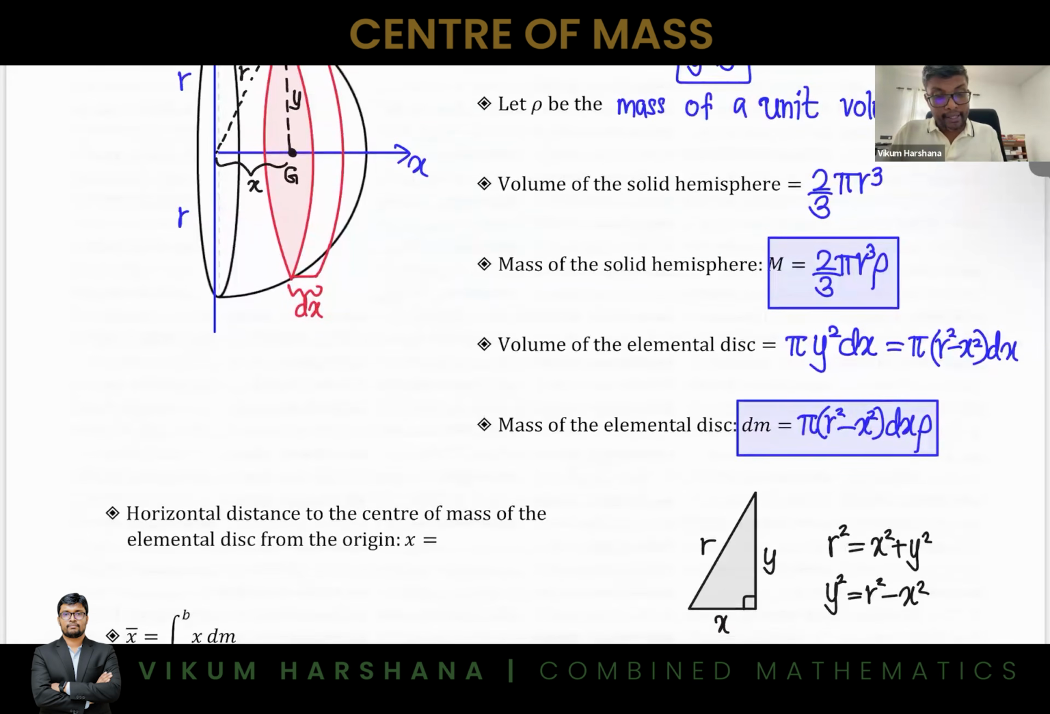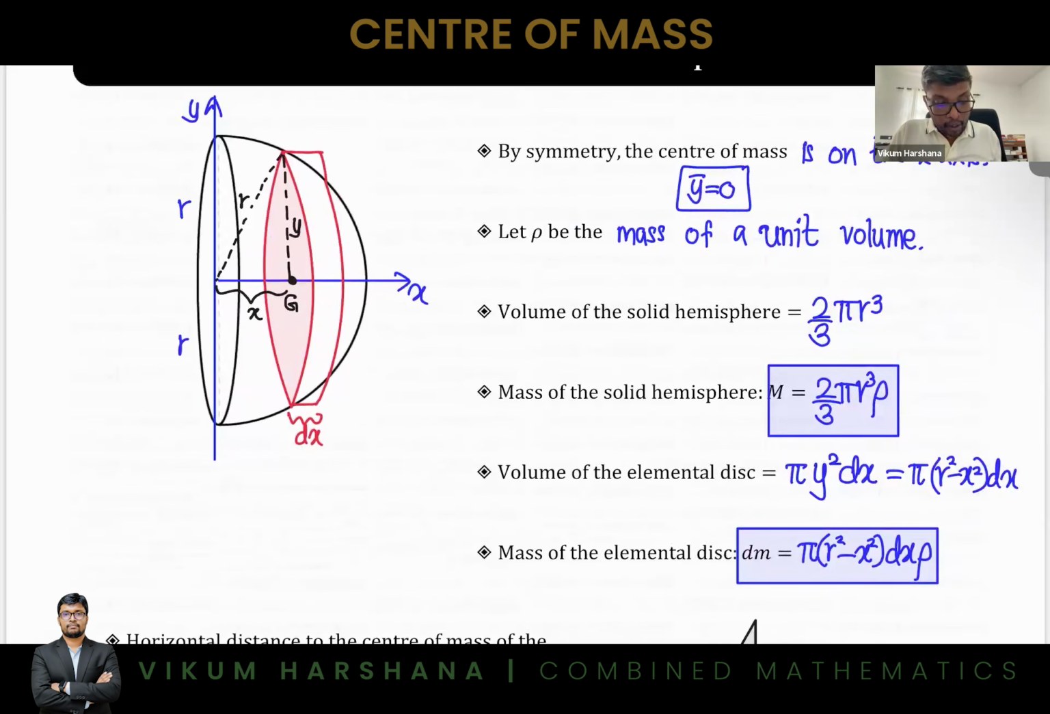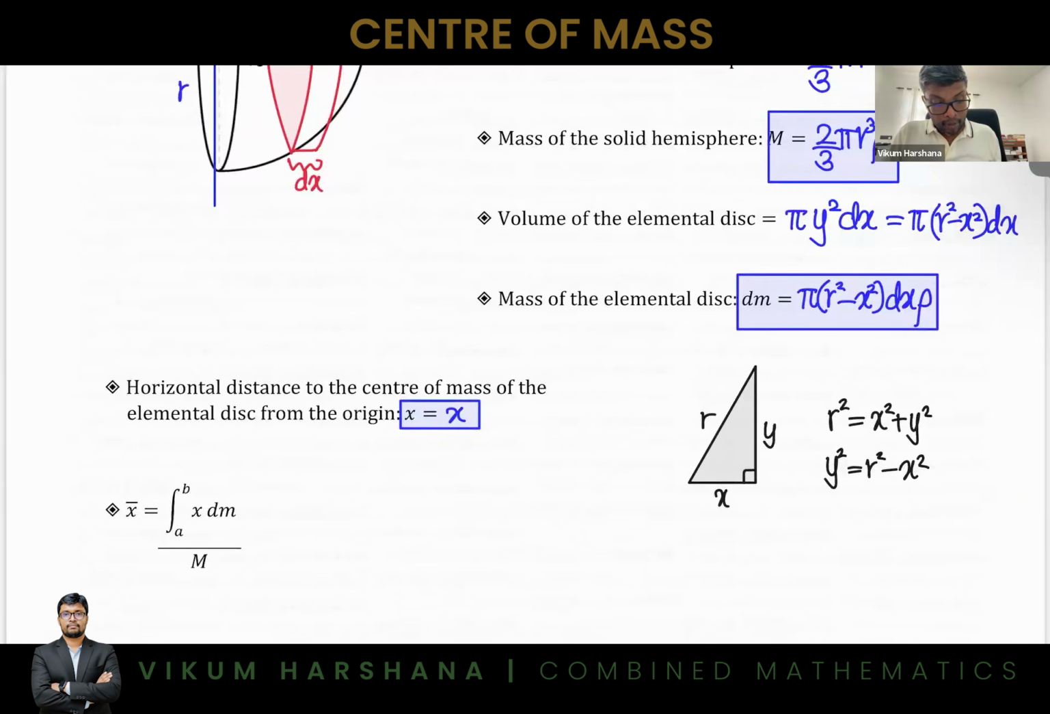Now the x is x. It doesn't matter now because it's already defined. Now x is going from where to where? x is going from 0 to r, right? Yeah, r is the maximum point. Now let's integrate. Integrate from 0 to r, right? Yeah, r. x is x. dm is pi times r squared minus x squared dx rho, divided by 2/3 pi r cube rho.